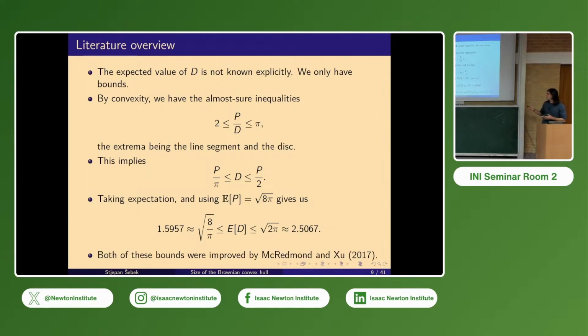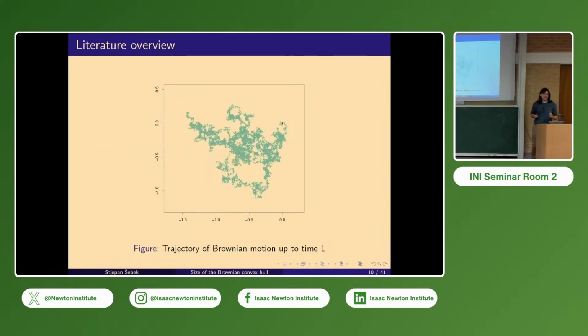Okay, and then James McCradle and Chang Shu, who were both PhD students of Andrew Wade, improved on both of these bounds. Okay, and what was their rough idea? So when we look at this Brownian convex hull, what they noticed is if you project this Brownian motion on the x and y axis, so these are just projections for theta equal to 0 and theta equal to pi half, you get this: the first component attains some range up to time 1, and the second component attains some range up to time 1.